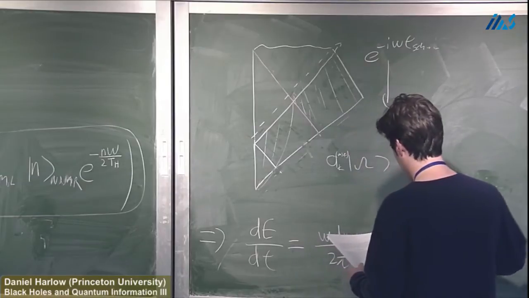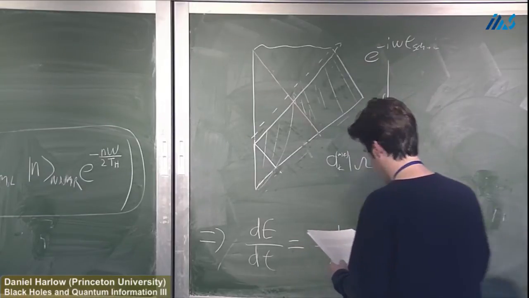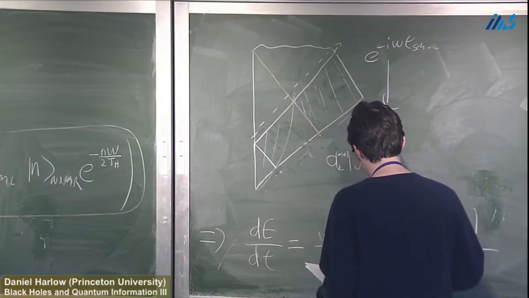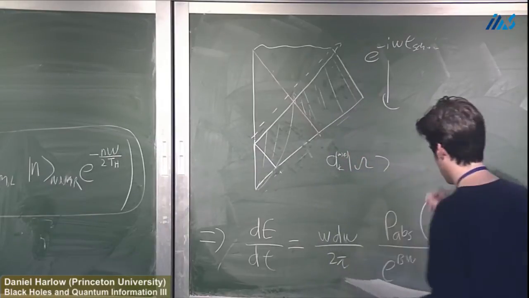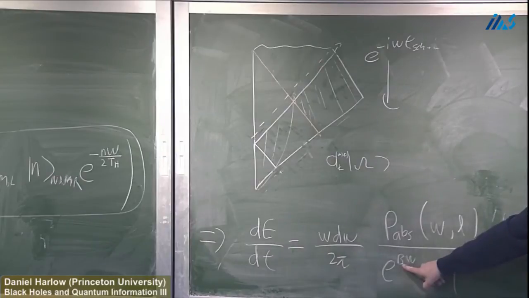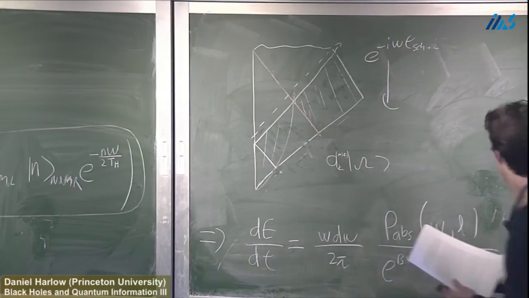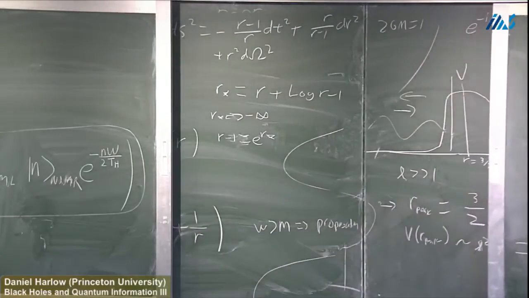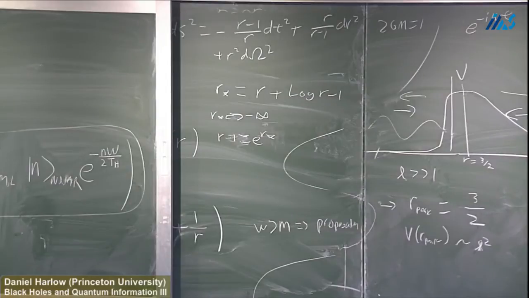Times something called P absorb, which I'll tell you what that is in a sec. And then divided by some thermal looking factor. Now this beta is 1 over the Hawking temperature. Okay. And then what is this P absorb? Actually I should have just moved this back for a sec. So P absorb is the transmission probability. So this is being applied now to a particular one of these Schwarzschild modes, okay?